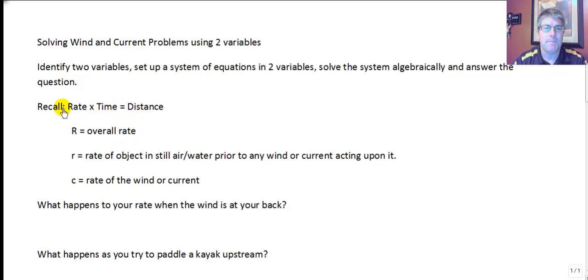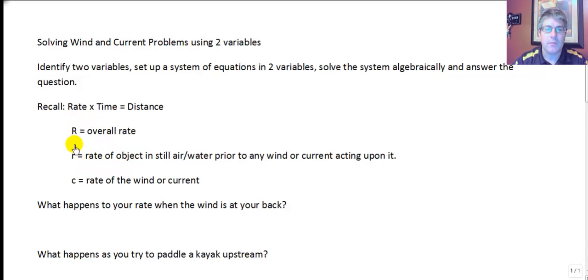Let's wind the clock a little bit. Let's recall that rate times time equals distance. And we will let capital R, and this is important, capital R be our overall rate. And we're going to take the overall rate and split it up into two different things. Imagine yourself riding your bike in a strong wind, or running against the wind, or kayaking or canoeing in a river against the current or with the current. These are the kinds of things we're going to be working with.